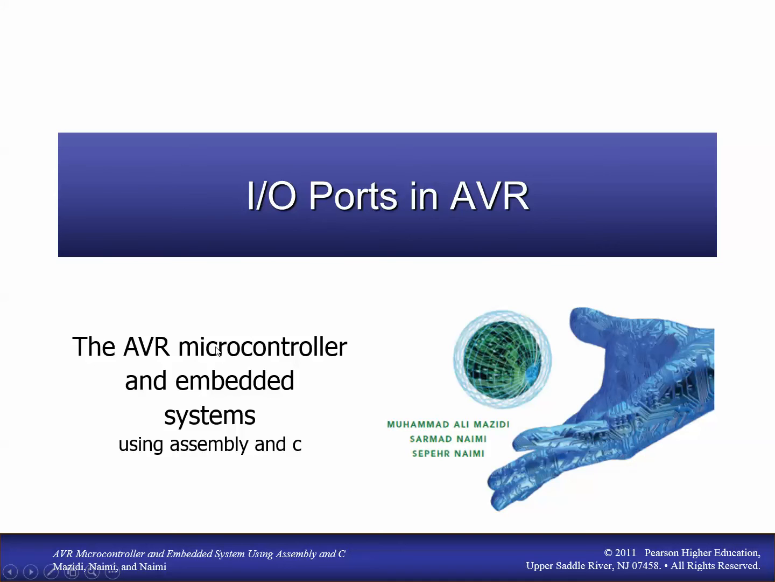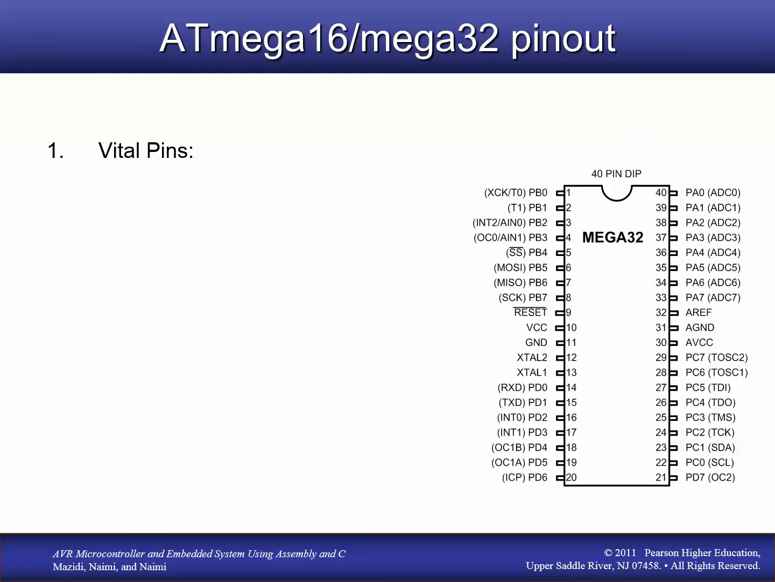All right, the I/O ports in the AVR are how the microcontroller interfaces with the outside world, so the input and output ports. Here is a pin diagram of the ATmega32, which is one of their microcontrollers. This has 40 pins. That's more than the microcontroller we'll be working with has. Ours has 24 pins. But they all share some of the same vital pins.